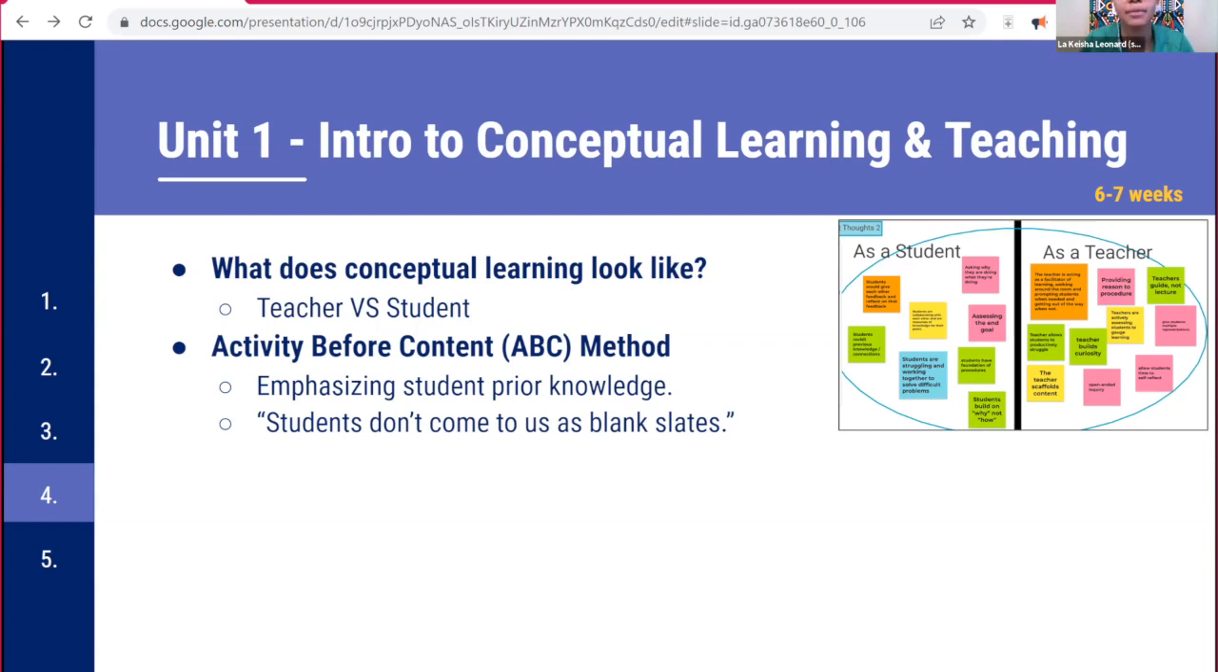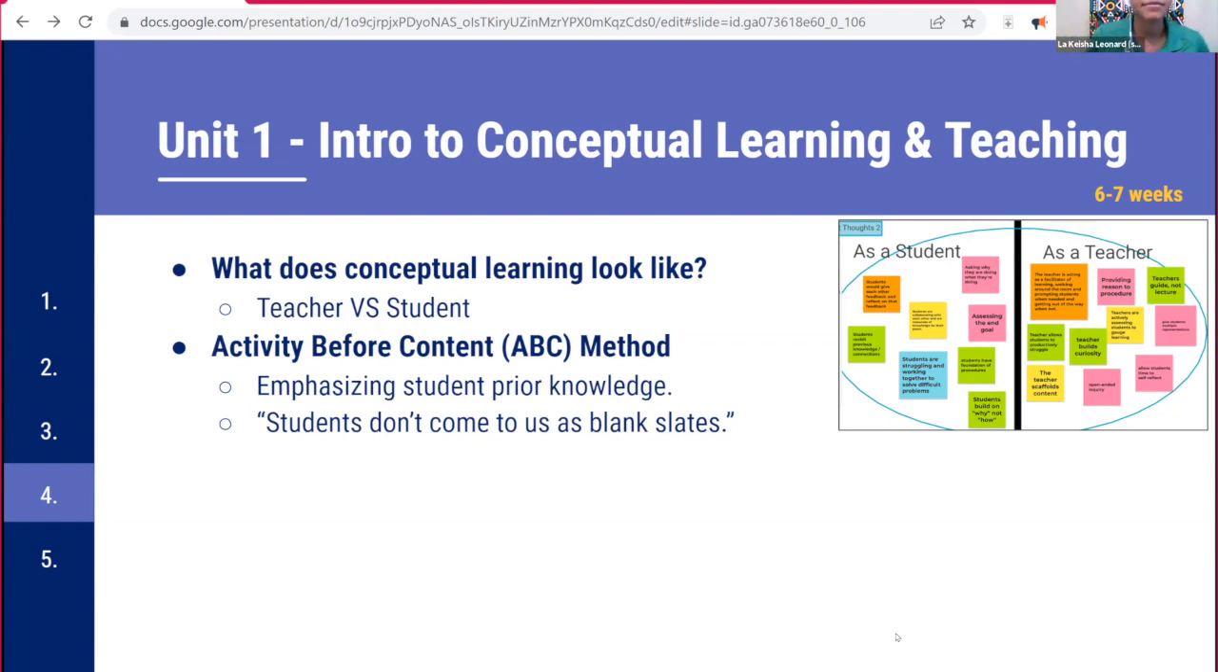So we spent some time answering the question, what does conceptual learning look like? And so over here, this is one of our activities that we used on Jamboard that they did after reading from that textbook that I told y'all about. And they differentiated between what does it look like for the teacher and what does it look like for the student. Okay, and then from there, we were able to produce our own definitions, our working definitions as a learning group.